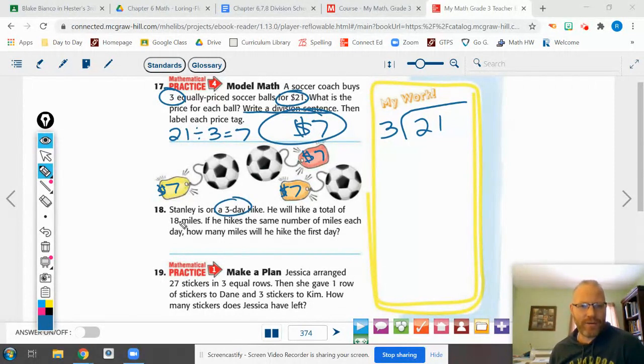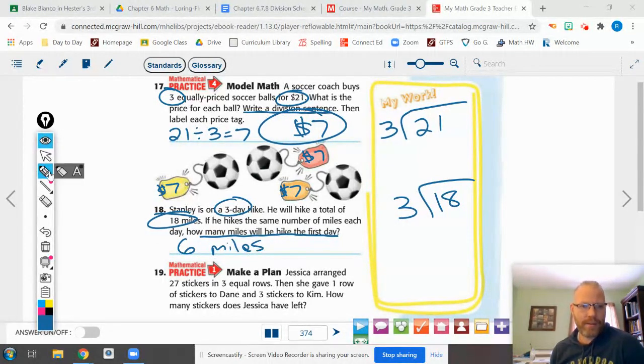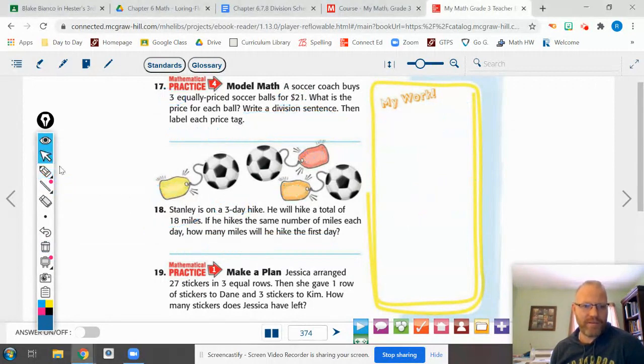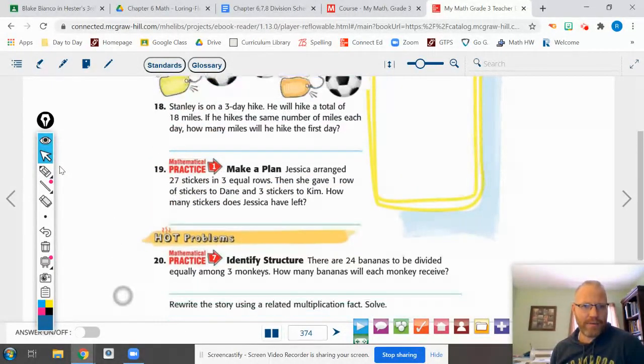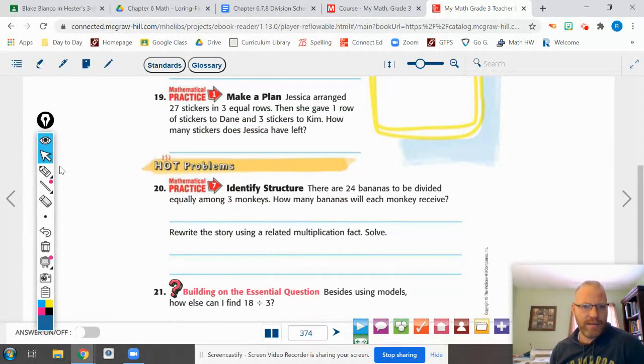Stanley is on a 3-day hike. He will hike a total of 18 miles. So he has a total of 18 divided by 3 days. If he hikes the same number of miles each day, how many miles will he hike the first day? 3 times what equals 18? 6. 6 miles. I'm deleting this, so if you need the notes, make sure you pause it. And now we're going to number 19.